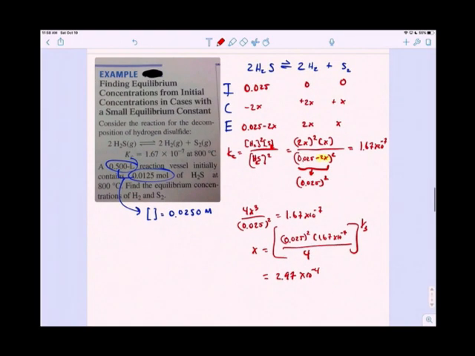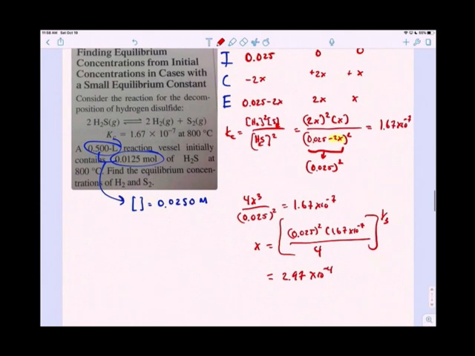And the assumption, though, is that you have 0.025 minus 2 times 2.97 times 10 to the minus 4 is about equal to 0.025. And you know what? It really is. It's within.